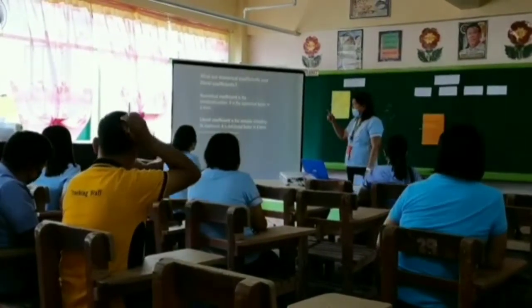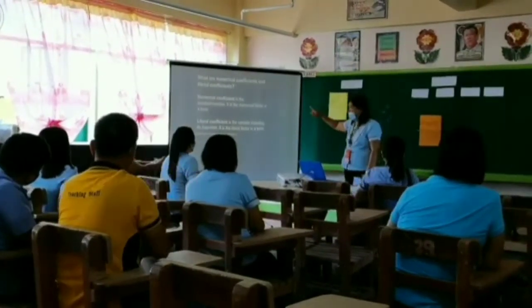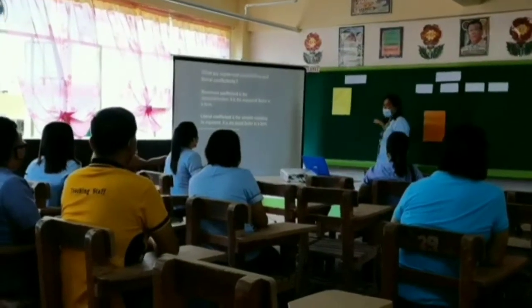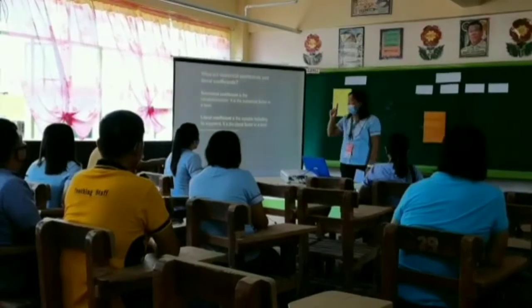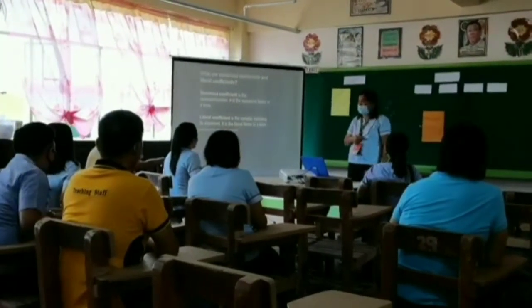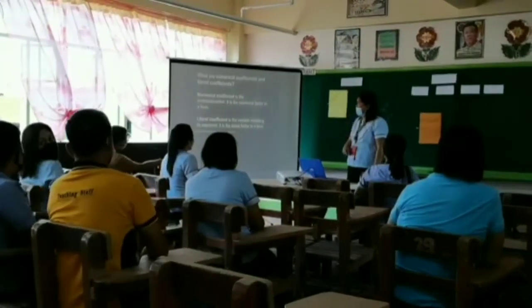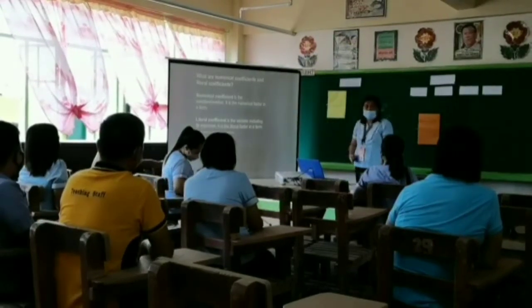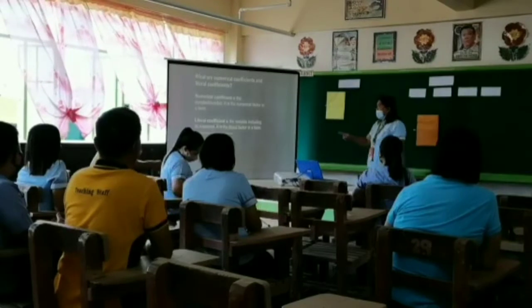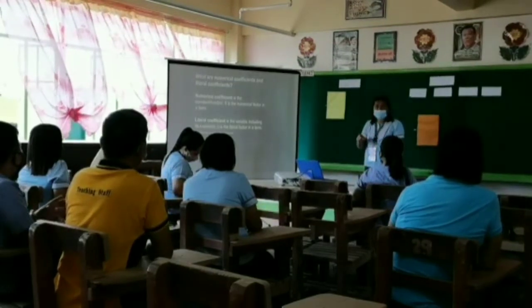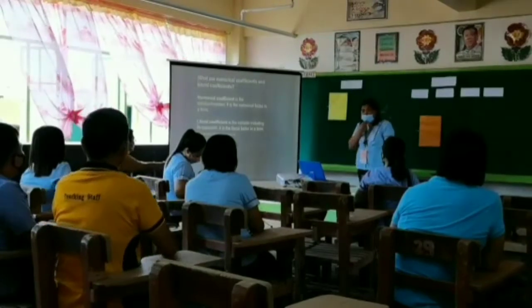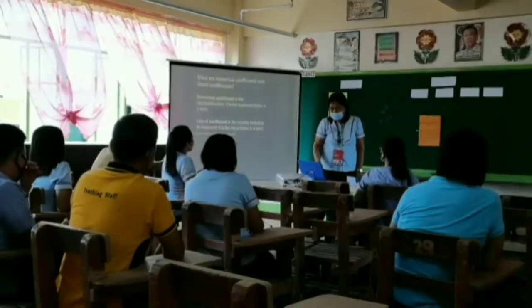The numerical coefficient is the constant number, the numerical factor. The literal coefficient is the variable, including the exponent. Even if the variable is the same, if the exponent is different, they are not similar terms.